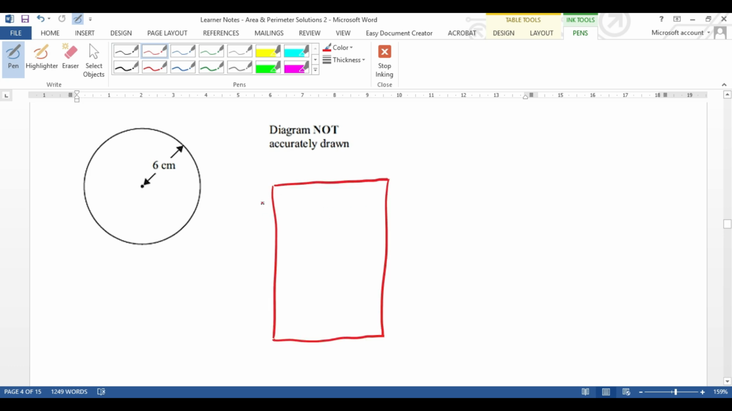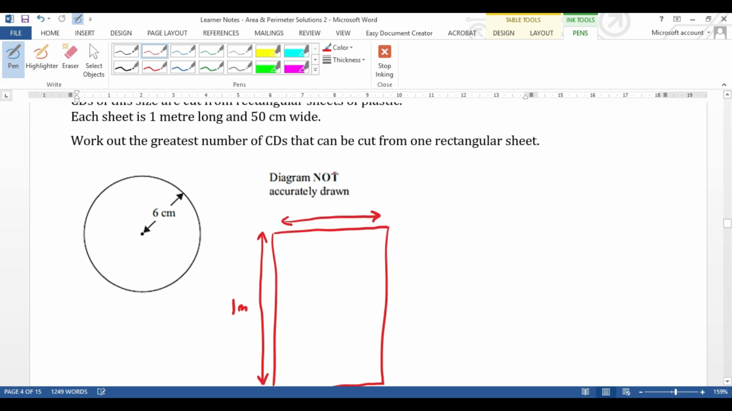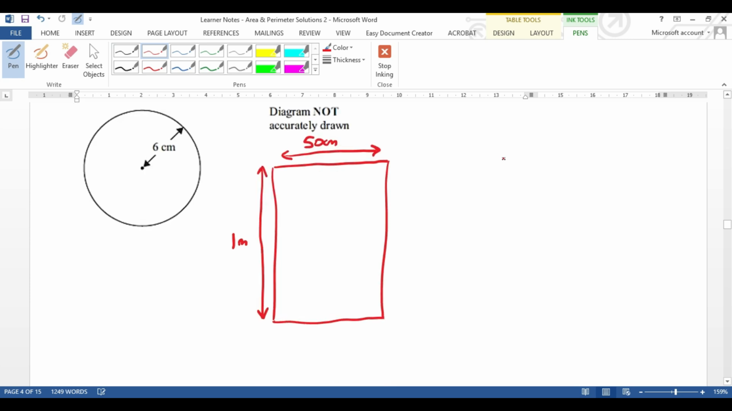So there's my rectangle, and they said it's 1 meter long and 50 centimeters wide. And they're going to cut these CDs out from this sheet of plastic. Okay, and how many CDs can they cut from this sheet of plastic?